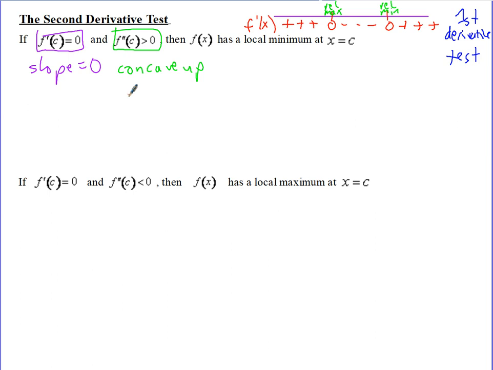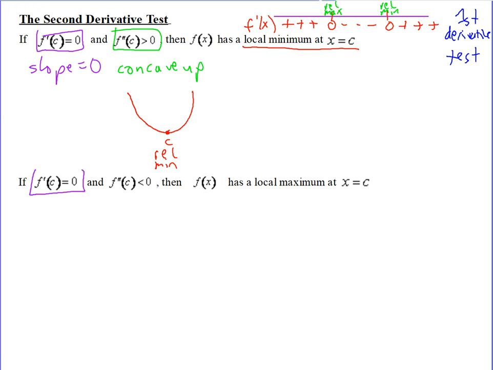Okay, we know it's concave up, shaped like a cup, and the slope is 0. It'd have to be right there at c. And you can see that's a relative minimum, or local minimum at x equals c. Okay, that's one way to tell if you're just looking at that one specific point.